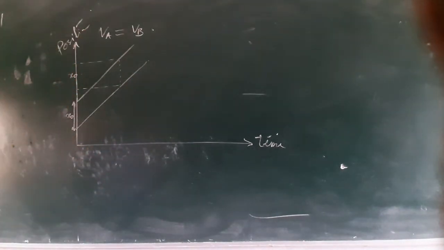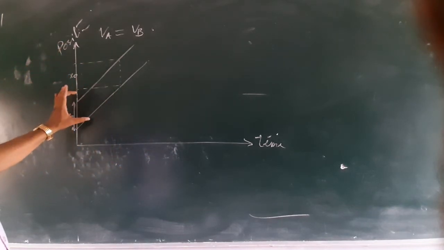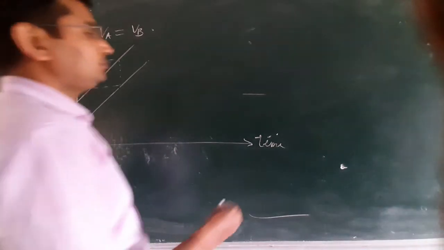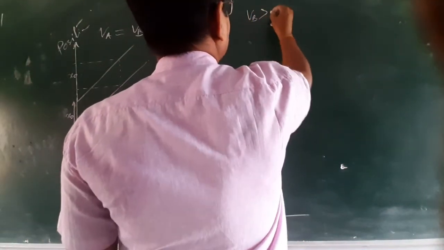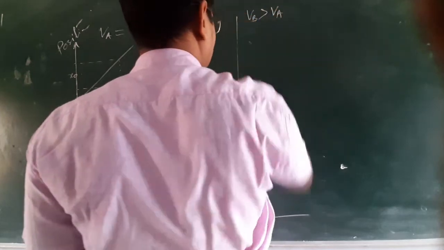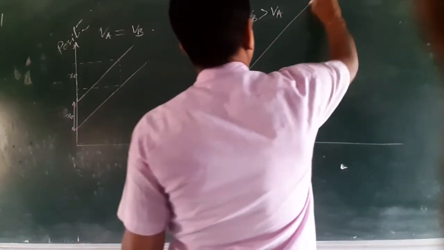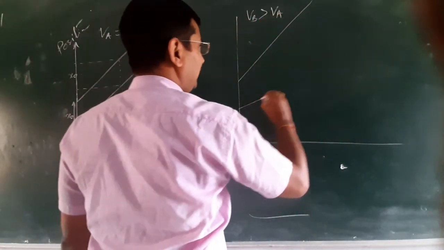This means that if they are moving with the same velocity, the position-time graphs will be parallel to each other. Means the initial separation remains the same with respect to time. But if VB is greater than VA, what will happen? In this case, the slope of B will be greater than the slope of A.